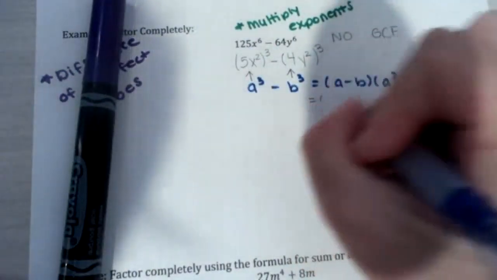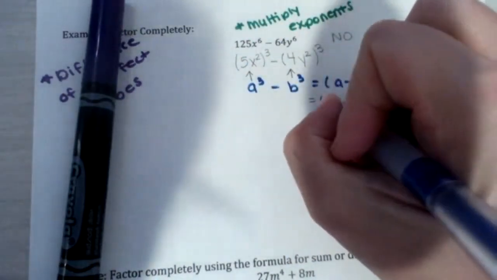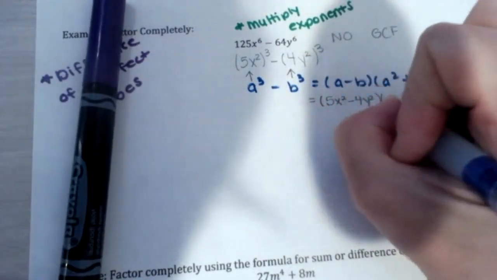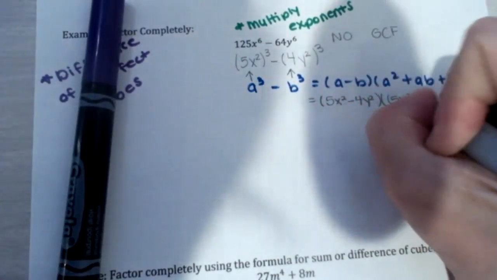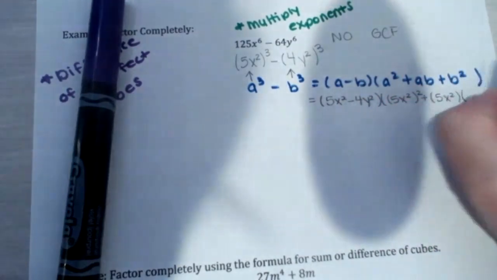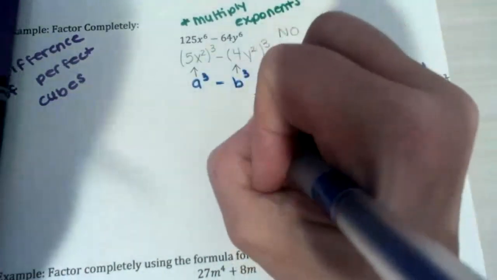All right. So we have a, which is 5x squared, minus b, which is 4y squared, times a, which is 5x squared, plus a, which is 5x squared, times b, which is 4y squared, plus b, which is 4y squared, squared. Still smushed, but it's okay. So then just writing it better.